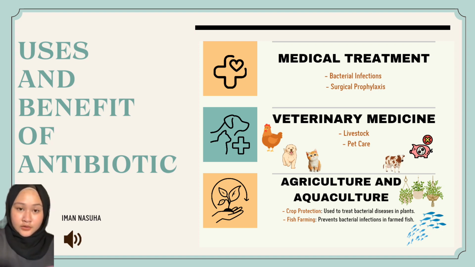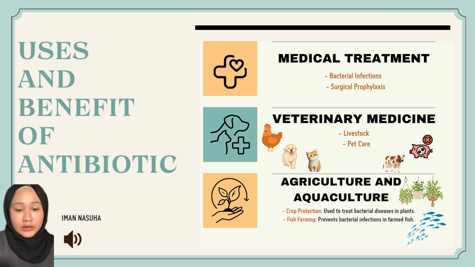The second use of antibiotics is veterinary medicine. First is livestock. Why? Because it is used to prevent and treat infection in animals like cattle, poultry, and swine, improving overall health and productivity. The second one is pet care. It's to treat bacterial infections in pets such as dogs and cats.